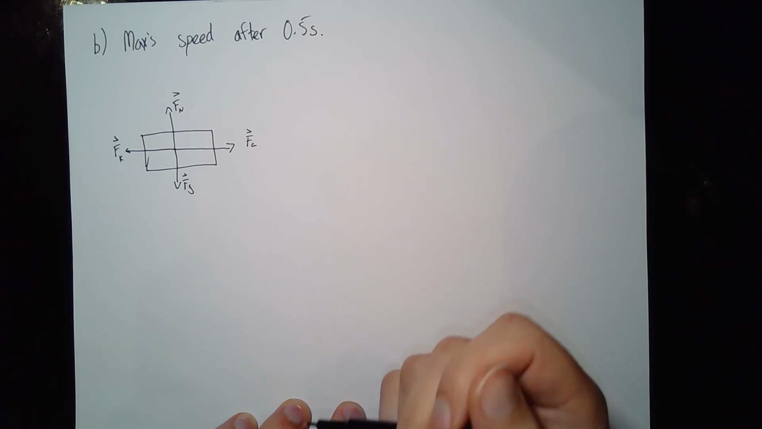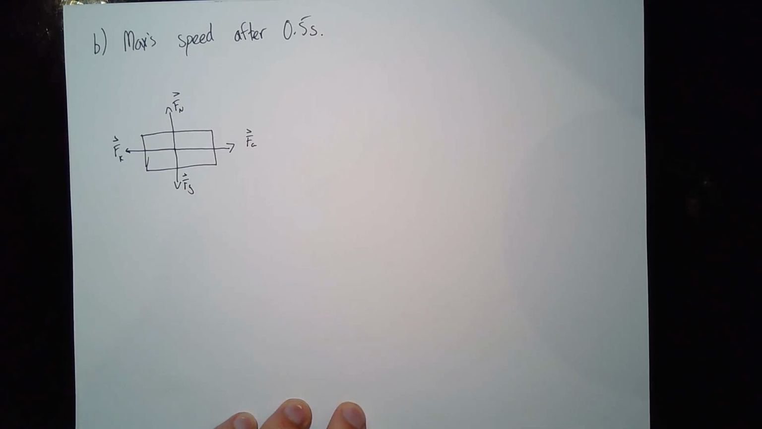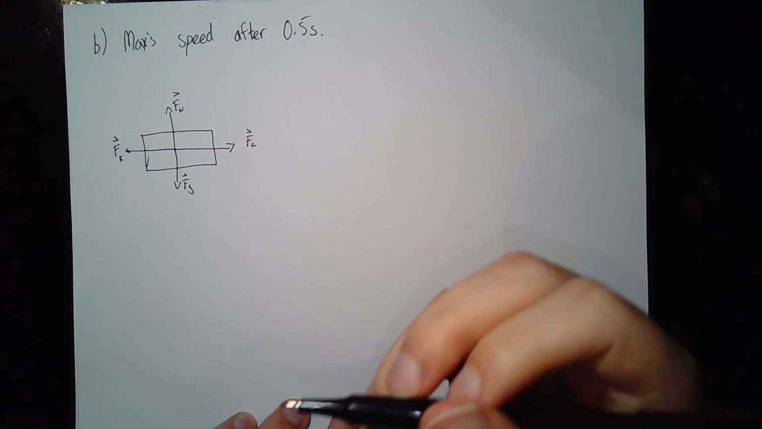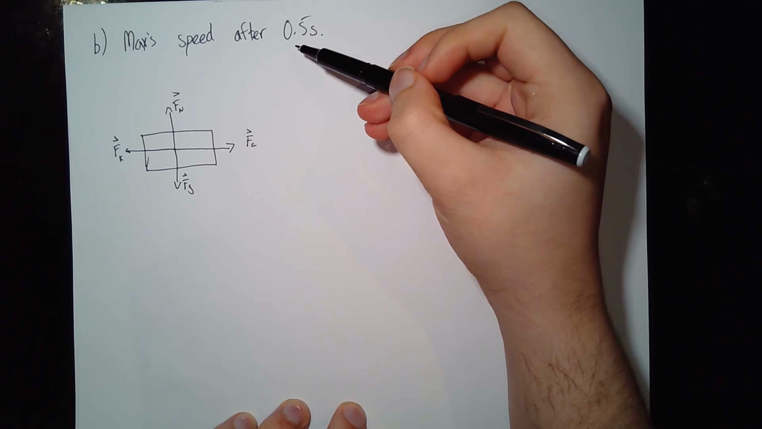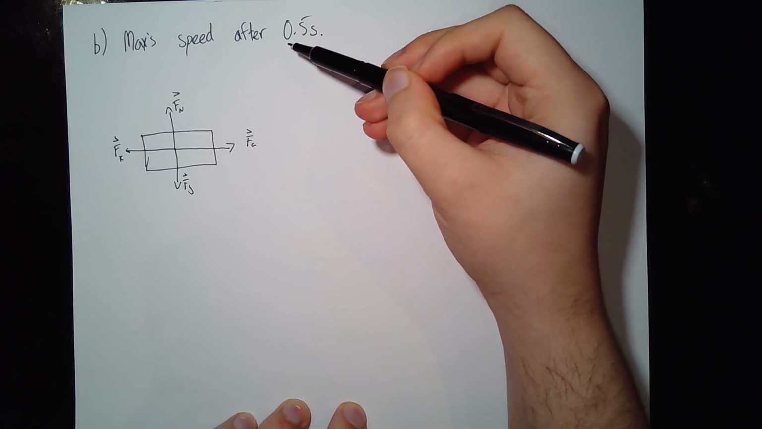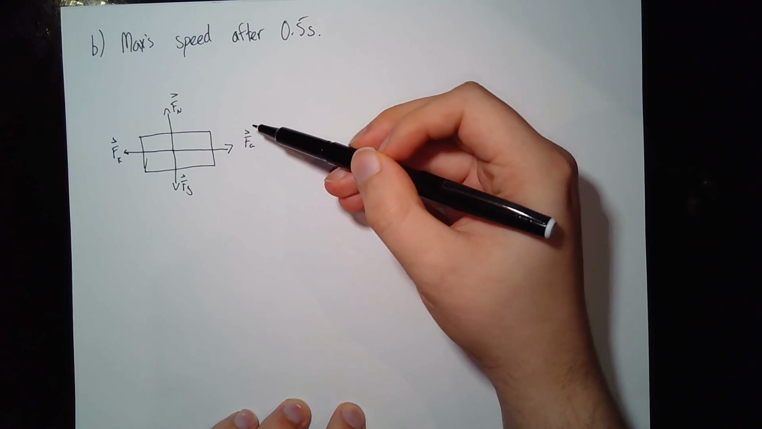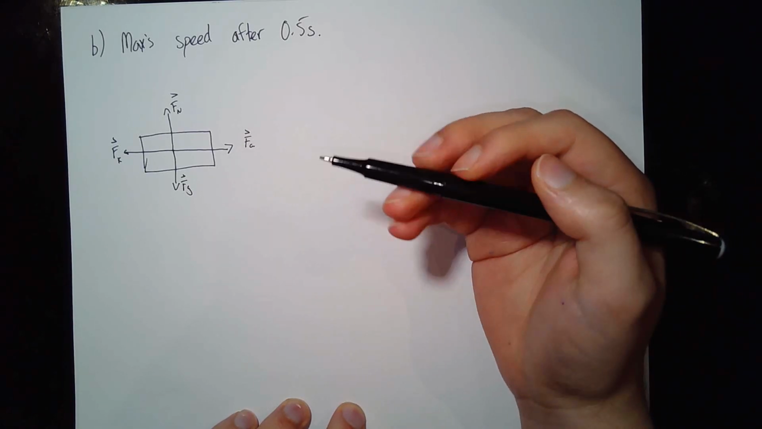And that's because there's actually two different types of motion in this problem, right? Remember, Max is only being pushed for 0.1 seconds, right? So after 0.1 seconds, this applied force is going to go away. And so we have to take that into account in our problem.